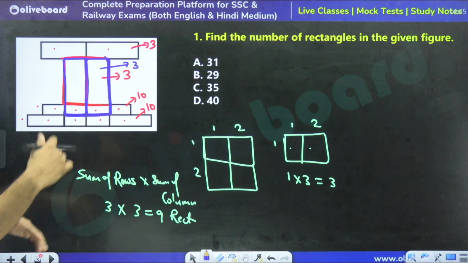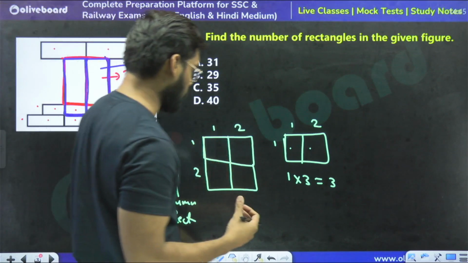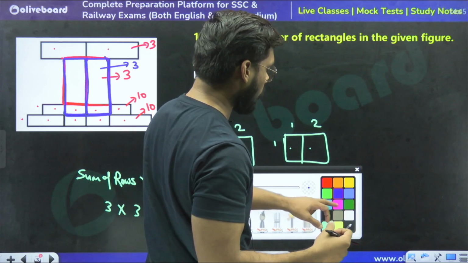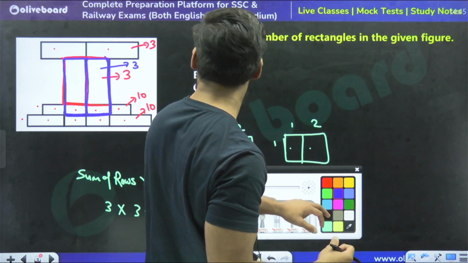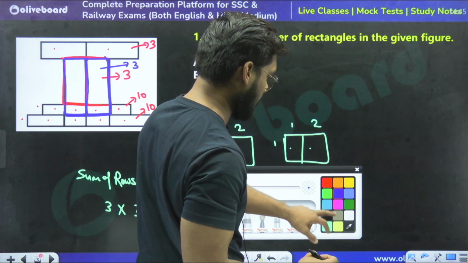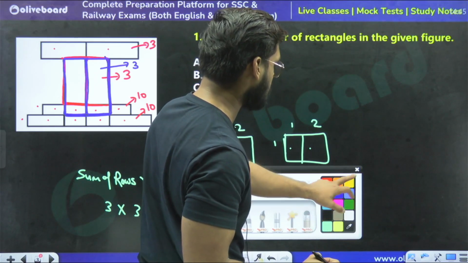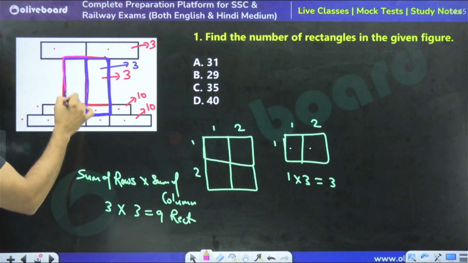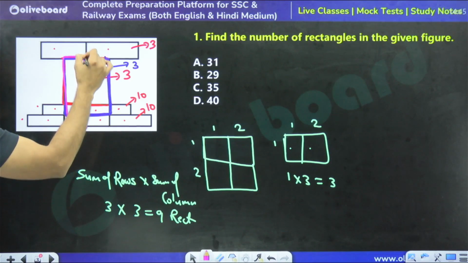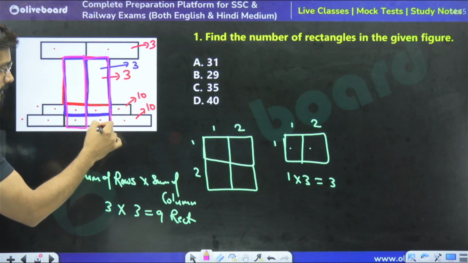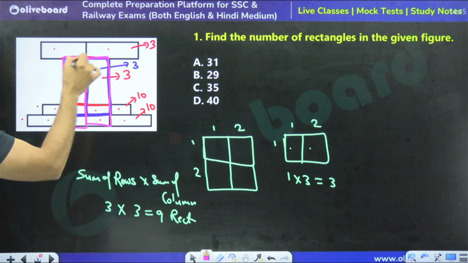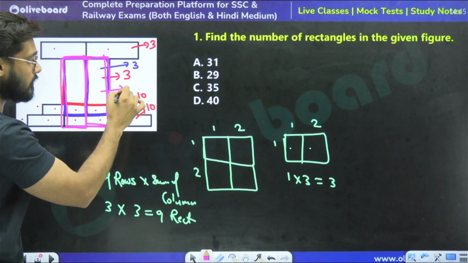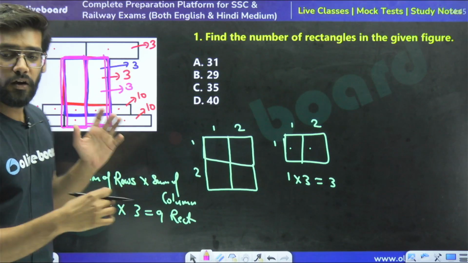Right? We need to find some more rectangles. There are some more rectangles which are hidden. So what are those hidden rectangles? Where are those hidden rectangles? Let's start our hunt for those hidden rectangles. One is this rectangle, and one is this rectangle, 2, and one is the bigger one, 3 more rectangles.